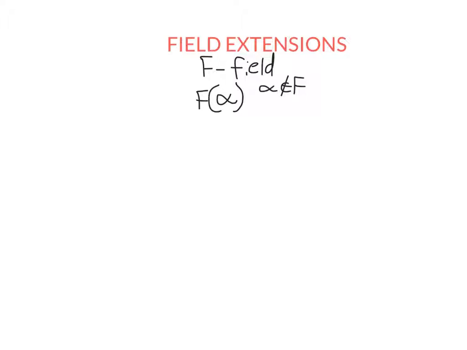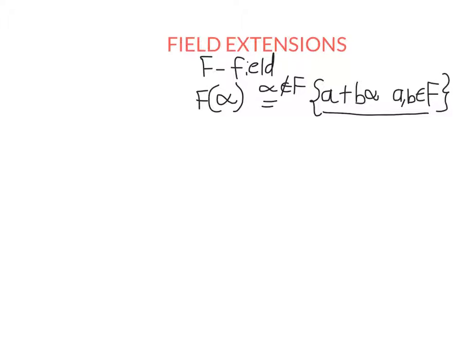So what actually is it? It is the set of all numbers of the form a + b·alpha, where alpha is the thing that we've adjoined, and a and b need to be elements of the original field. So it turns out that this set here will also be a field.